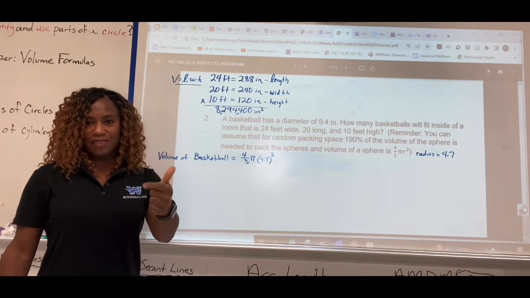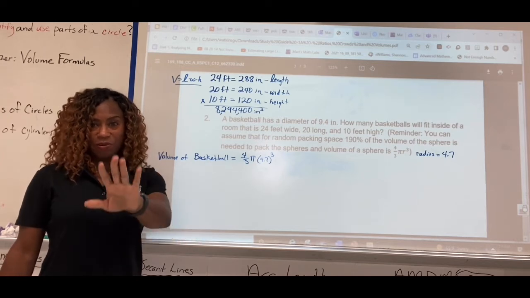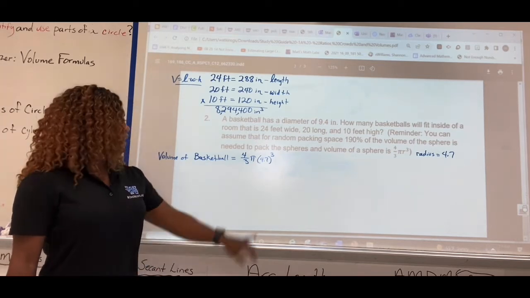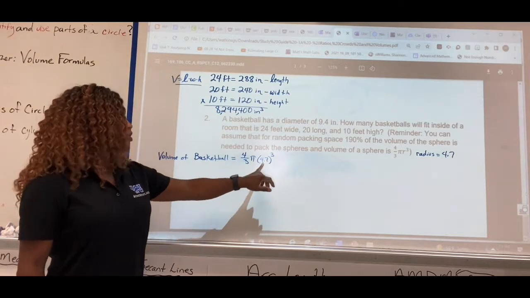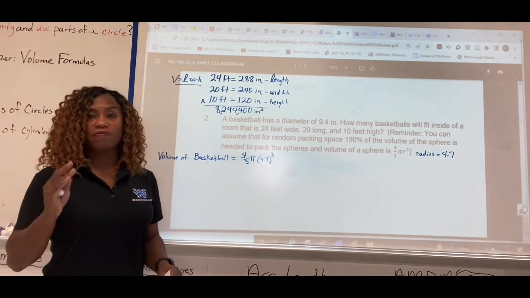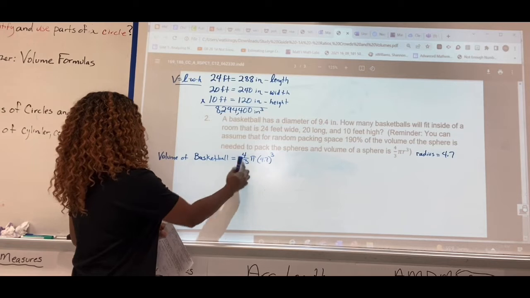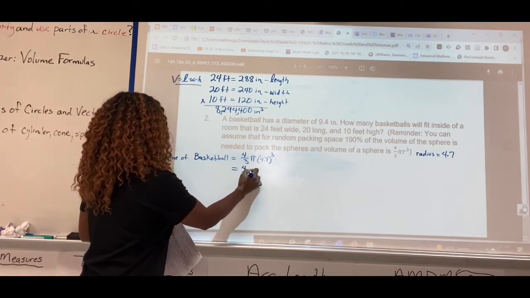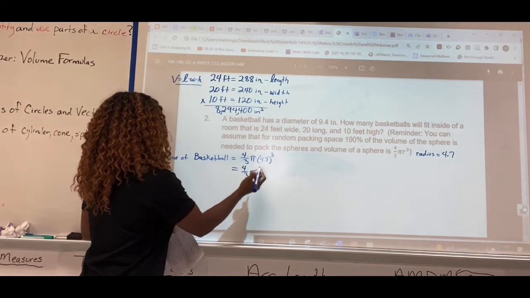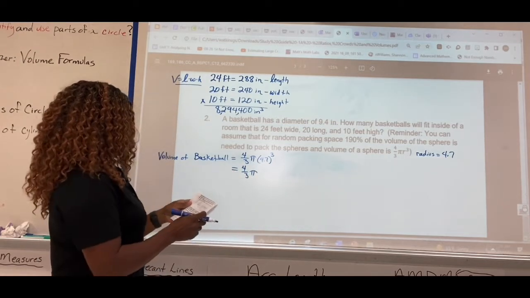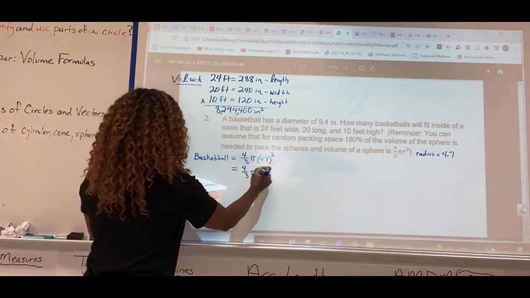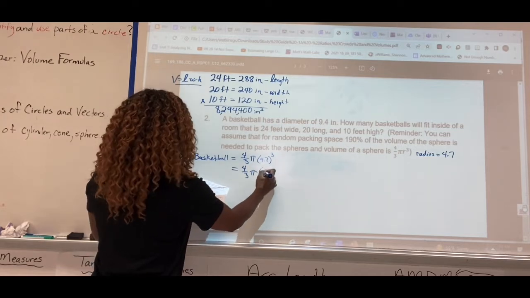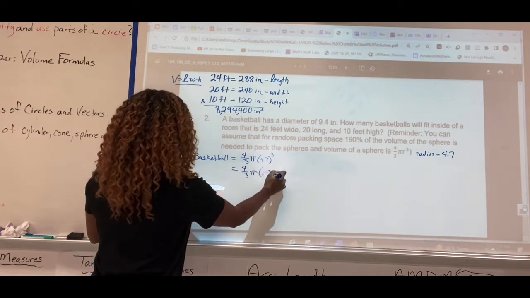We have an exponent in this problem, and we have multiplication. According to the order, please excuse my dear Aunt Sally. Remember that mnemonic device that we use? Exponent should come first. So I'm going to do 4.7 to the 3rd power first, and then I'll multiply the rest of these. So this will be 4/3 times pi. And when I do 4.7 to the 3rd power, I've already calculated that. That gives me 103.823.